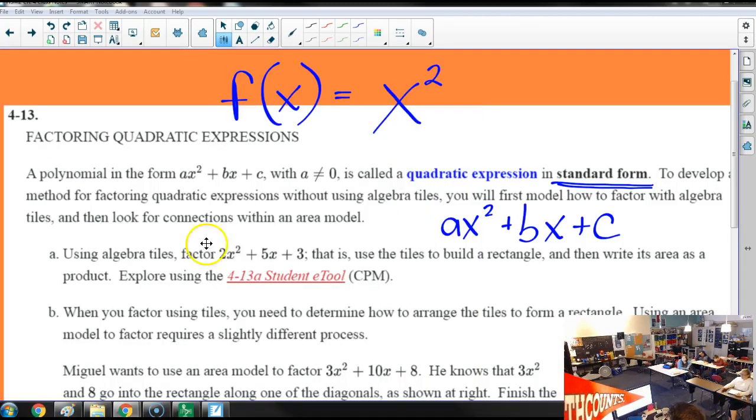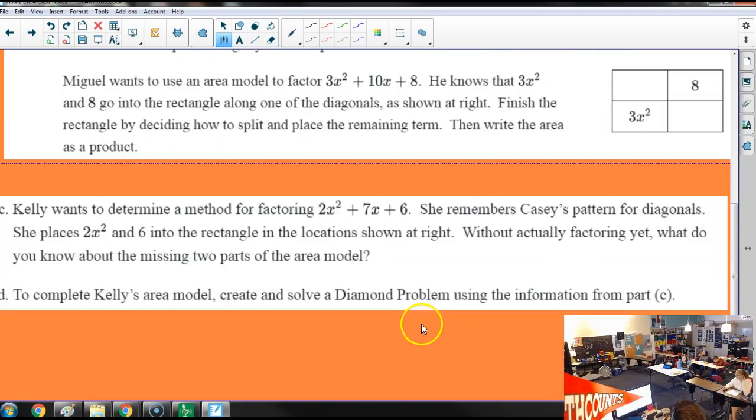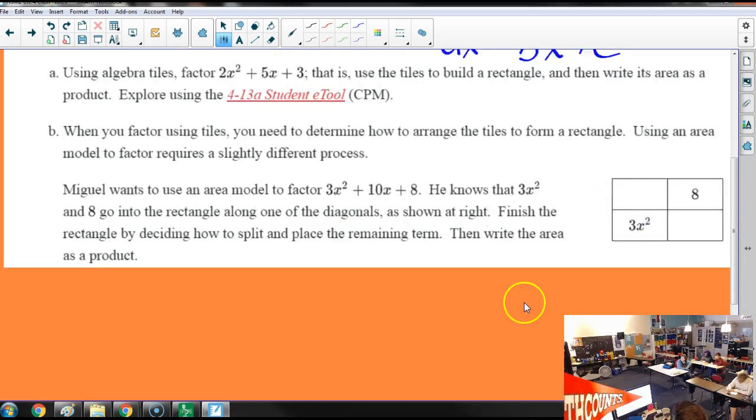All right, so try that with 3x squared plus 10x plus 8 if you need. Grab some algebra tiles, but we already know that the 3x squared has to be together and the 8 has to be together. It's the 10x that will split. So draw an area model on your paper if you need another one.